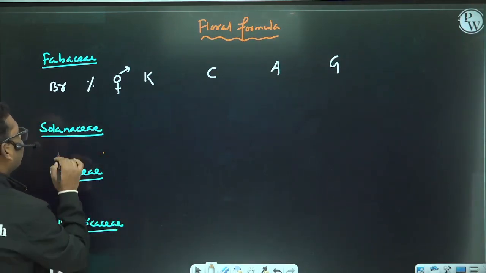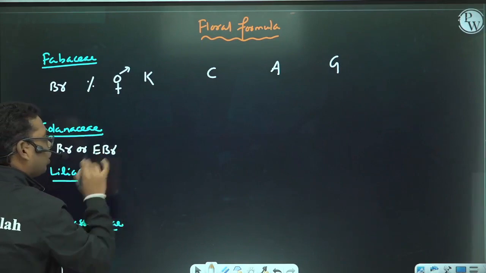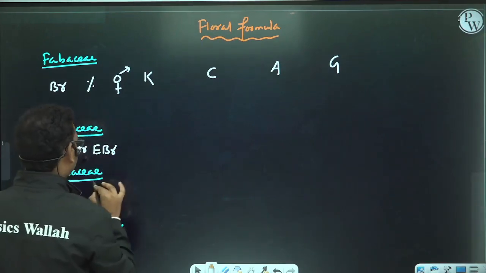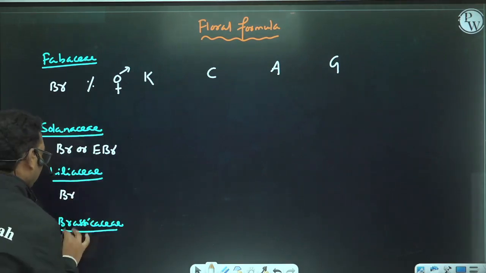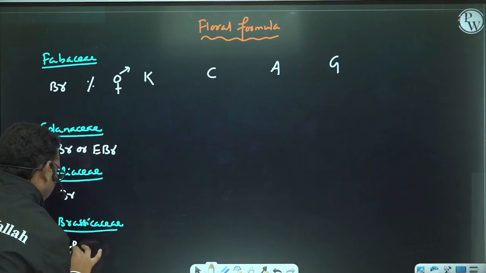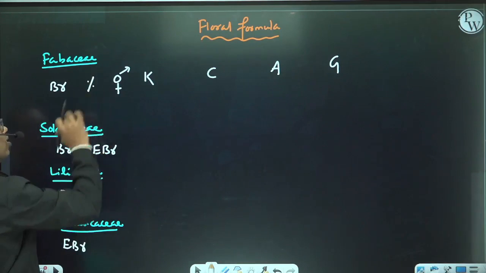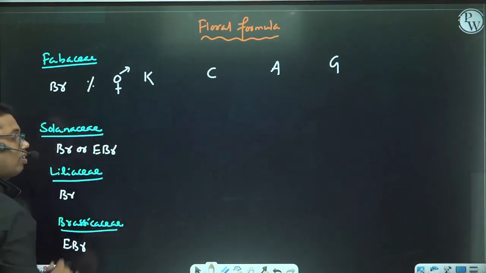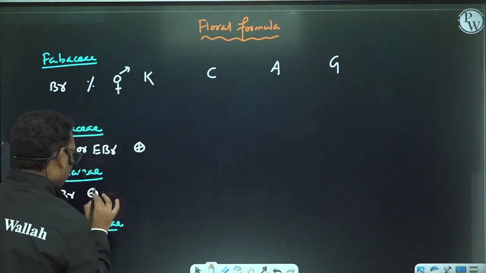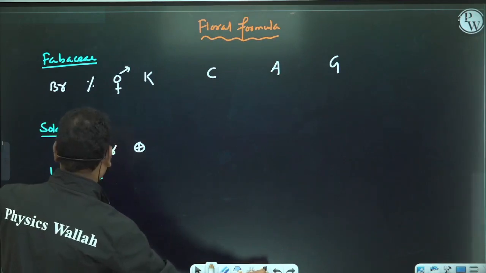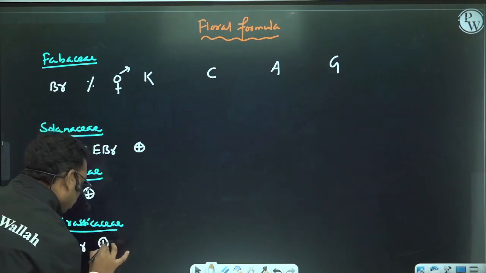In case of Solanaceae, bract may be present or absent, so bracteate or ebracteate condition. In case of Liliaceae, bract is present. In case of Brassicaceae, bract is absent, so it is EBR. About symmetry, Fabaceae is zygomorphic, whereas these three families are actinomorphic. So for actinomorphic we write this symbol. This is actinomorphic, and this is also actinomorphic.